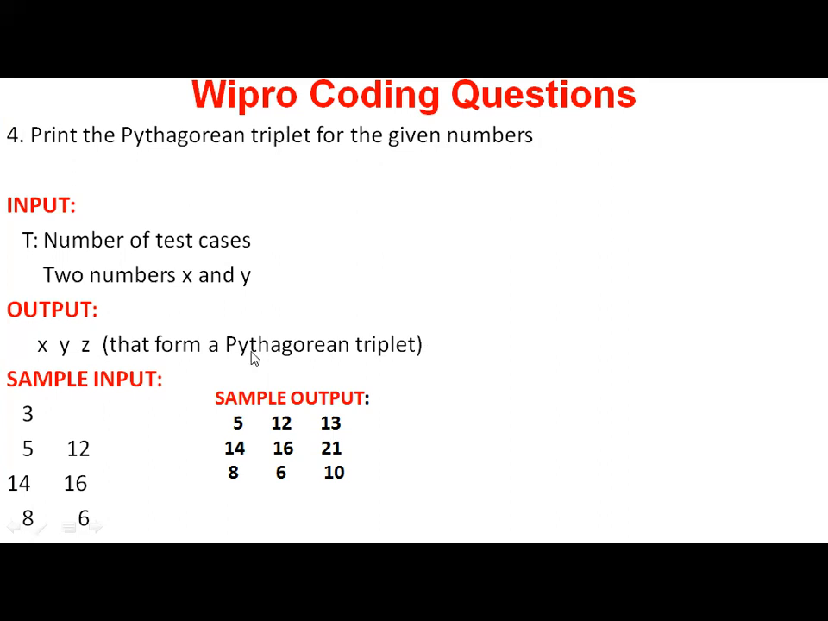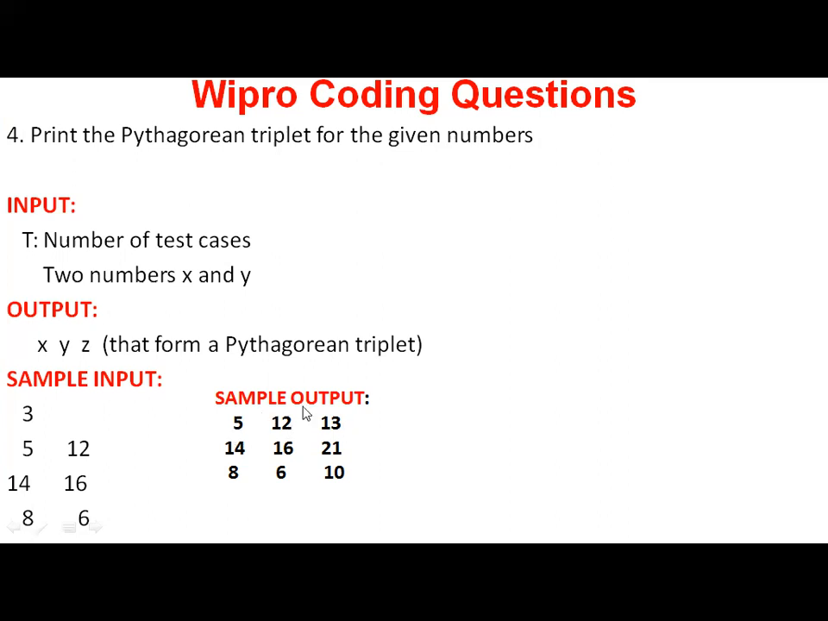Now consider the sample input here. Sample input is 3. That means there are 3 test cases. 3 pairs of numbers are given as input here. The first line contains 5, 12. These are the first two numbers. 14, 16 is the second pair of numbers, and 8, 6 is the third pair of numbers. So for each pair you need to identify its third number and print the Pythagorean triplet.